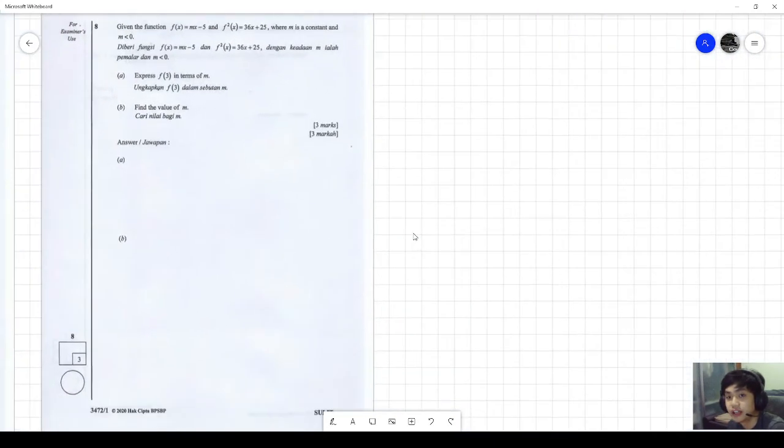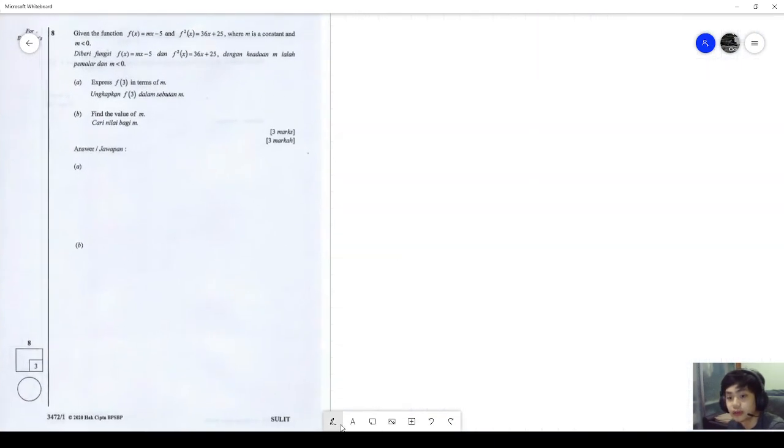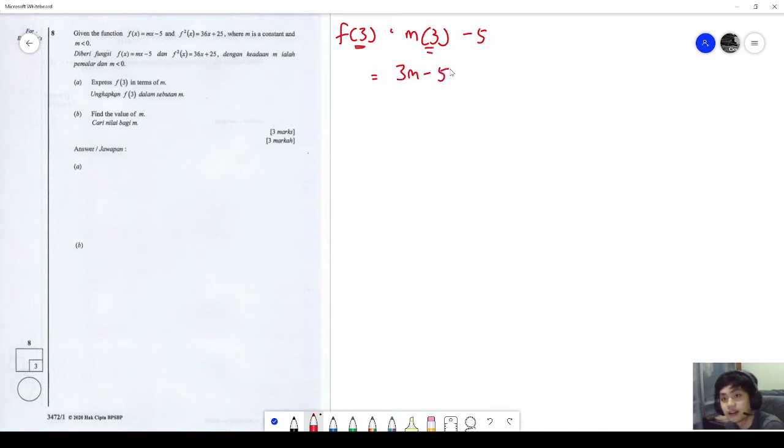So moving on to question 8. For question 8, we are given a function f(x) equals mx minus 5 and f squared x is 36x plus 25, where m is a constant, m is less than 0. Express f(3) in terms of m. So we are just going to use f(3) instantly. So f(3) equals m times 3 minus 5. Whatever happens to the x here happens to the x here. So we'll have 3m minus 5, and that's done for A.